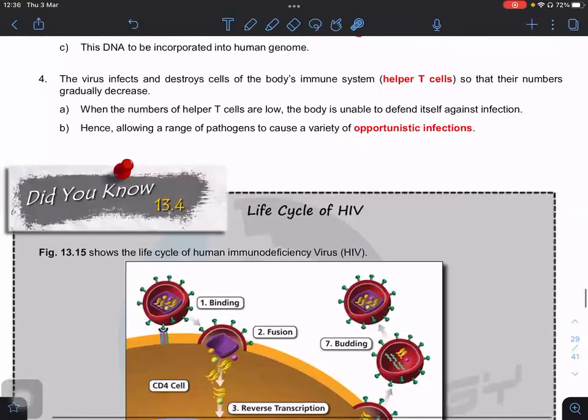The virus infects and destroys the cells of the body's immune system, the helper T cells, so that their number gradually decreases. When the number of helper T cells is low, we are unable to defend ourselves, and it causes us to have a variety of opportunistic infections. So in fact, HIV won't kill us. The ones that kill the HIV patient are those opportunistic infections.